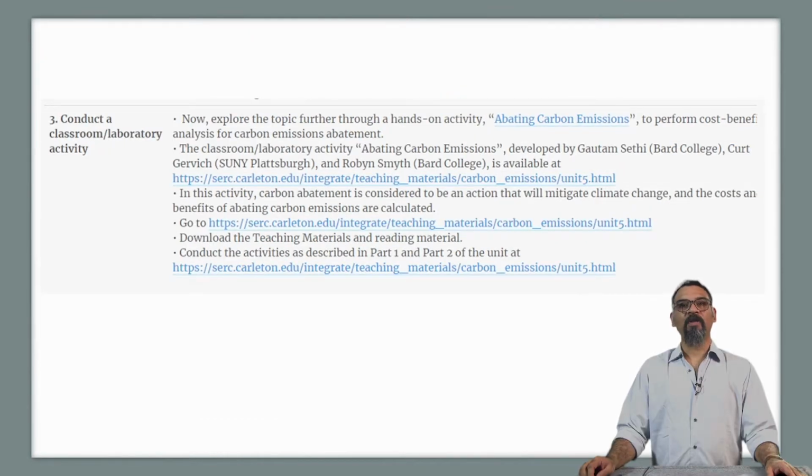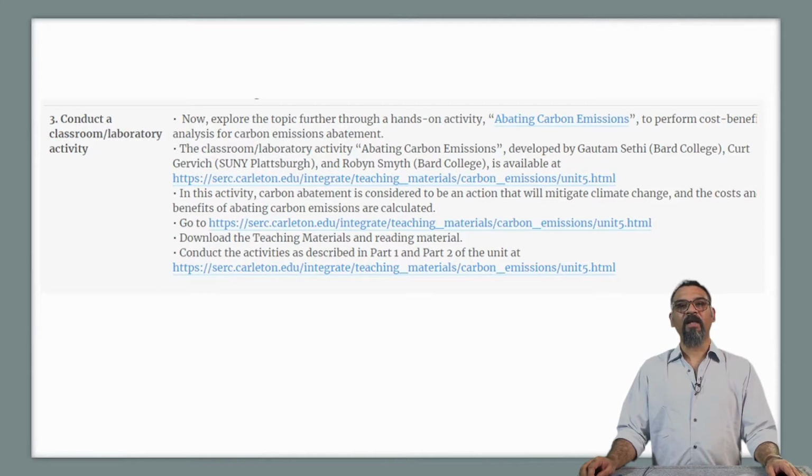You can explore this topic further through a hands-on activity titled Abating Carbon Emissions to actually perform cost-benefit analysis for carbon emissions abatement. This classroom lab activity, titled Abating Carbon Emissions, has been developed by Gautam Sethi from Bard College, Kurt Jervich from SUNY Pittsburgh, and Robin Smith from Bard College, and is available at the Science Education Resource Center, SERC, of Carleton College.